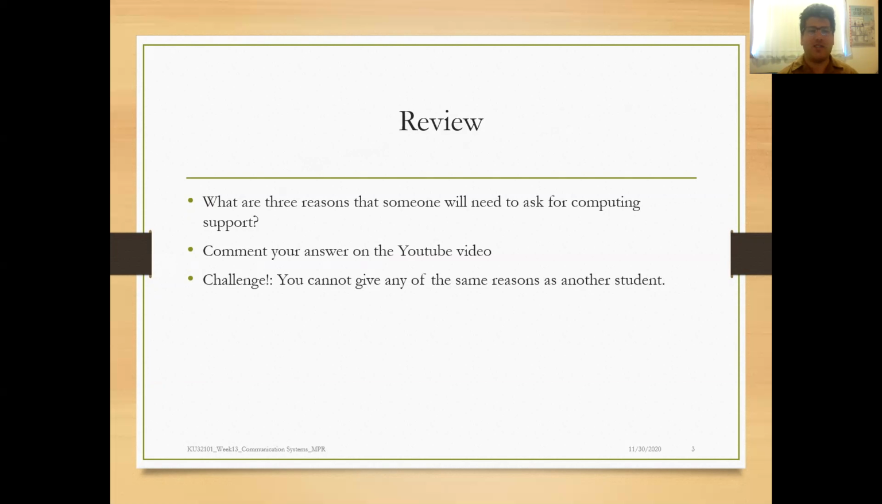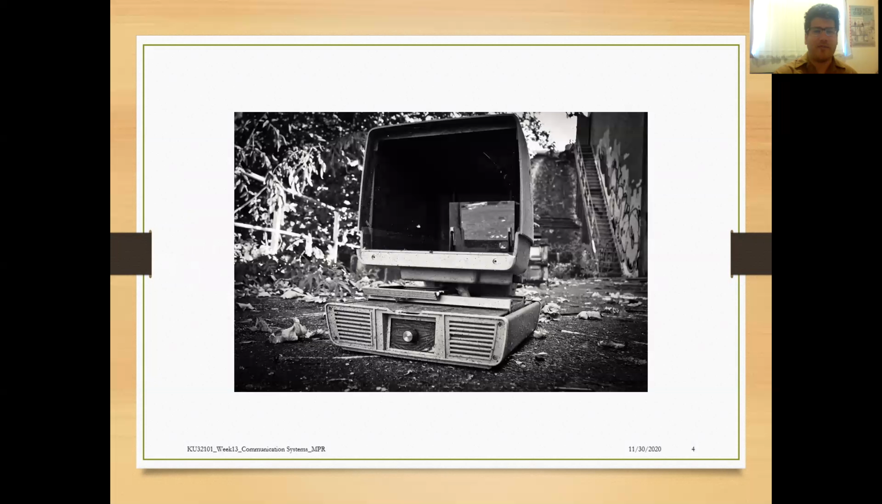Okay, and the challenge for this task is you cannot give any of the same reasons as another student. So that means you need to read what the other students have commented and make sure that you are not commenting the same thing.